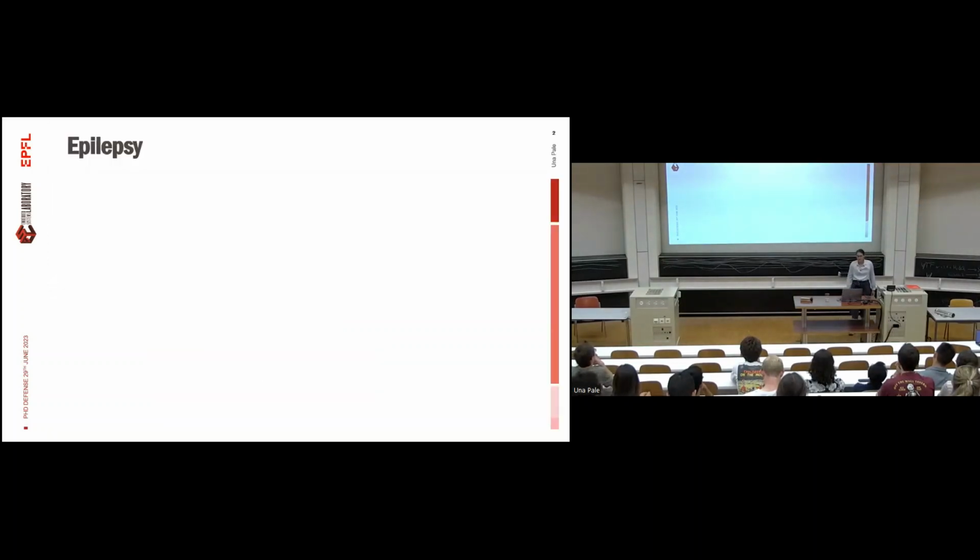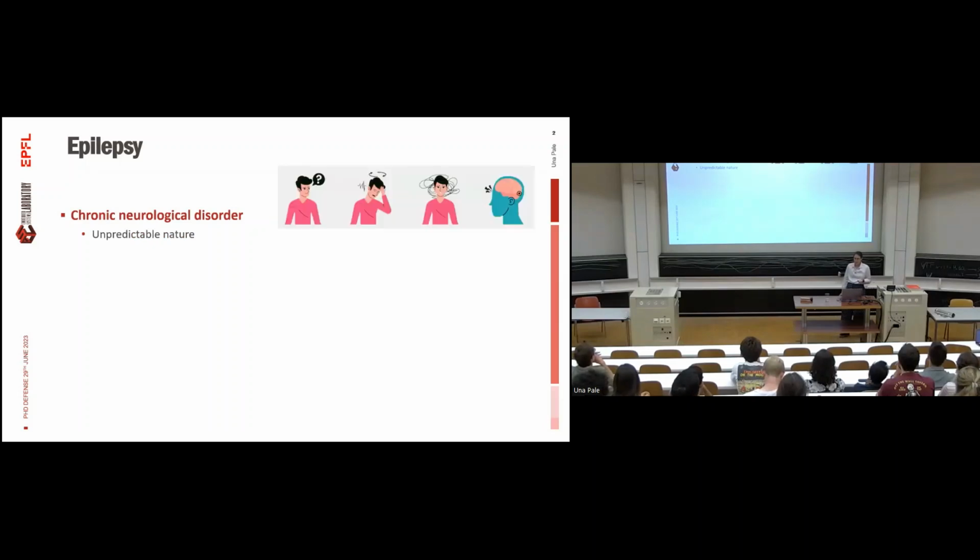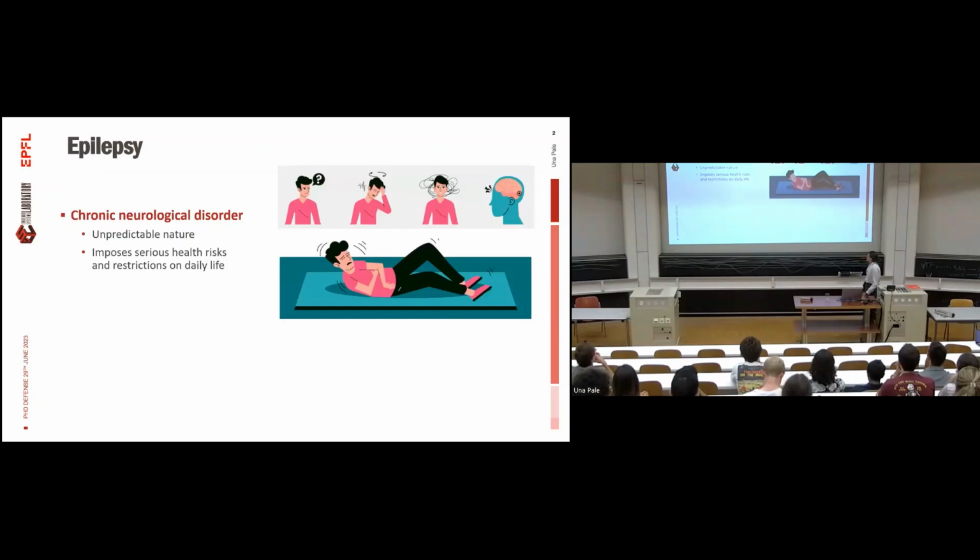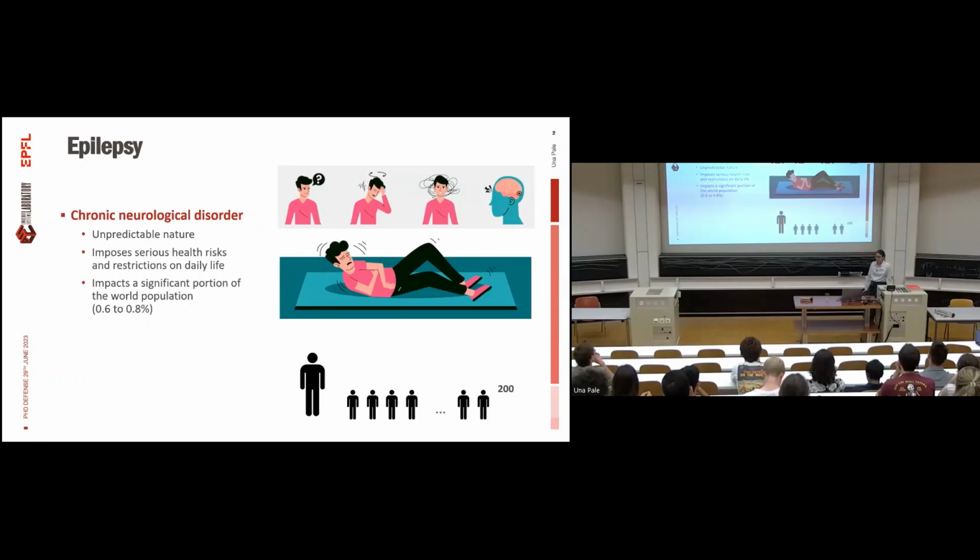So why epilepsy? Epilepsy is a chronic neurological disorder that has a very unpredictable nature, and it causes people to have serious symptoms like they can freeze, they can start uncontrollably jerking, shaking, they can even lose consciousness, and there is even a potential for SUDEP, which is sudden unexpected death in epilepsy. So all this imposes serious health risks and restrictions in their daily life. It is a really significant portion of the human population that suffers from epilepsy. If the average human knows, let's say, 200 people, probably 1 to 2 persons will suffer from epilepsy.